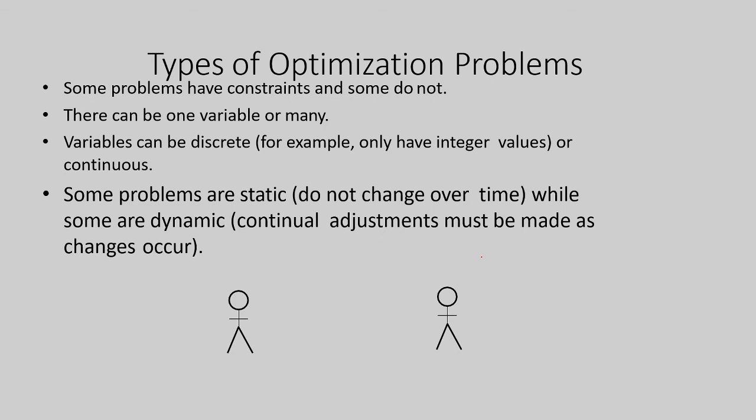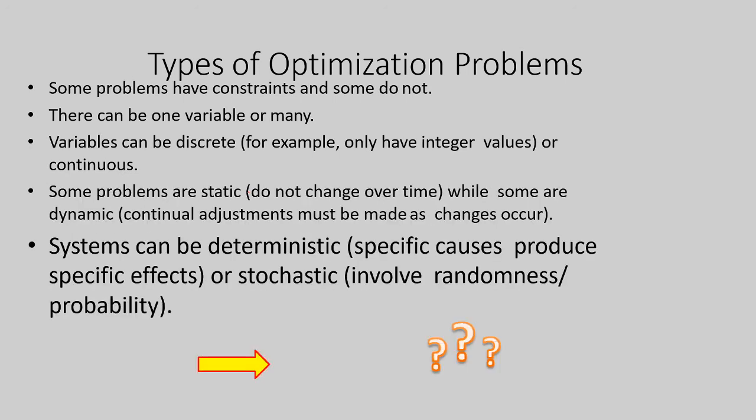Next, we will discuss that some problems are static, and those problems do not change over time. The second is dynamic, where continual adjustment must be made as changes occur. Suppose there is a small change in the equation, automatically we need to adjust the weight or the other parameters dynamically. In case of static, there are no such situations. The problem is static, and once we find the solution, that is going to be final and is not going to change.